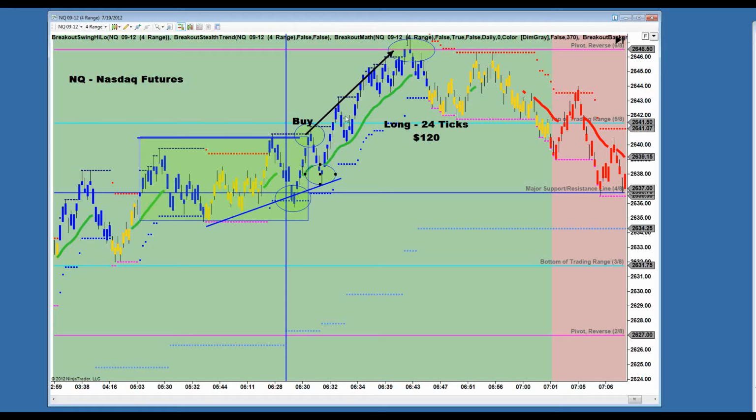NASDAQ was divergent from the other equity markets. I believe it was the only one that broke its swing high. The other ones did not, so unfortunately they did not set up a long breakout trade like this. And you could have done a couple of things here. You could have trailed your stop somewhere possibly between the trailing stop dots and the stealthy line.